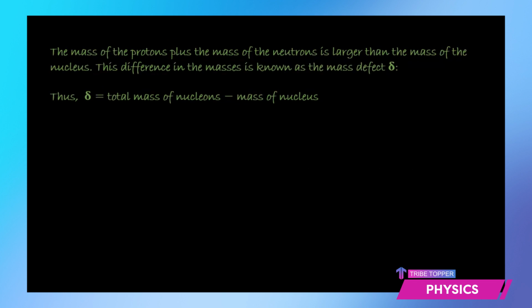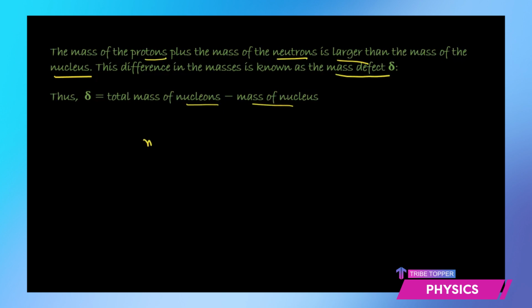So let's see what that difference in the mass is called. A new term is introduced here: the mass of the protons plus the mass of neutrons is larger than the mass of the nucleus they form. That difference in the masses is known as mass defect. Delta is generally used to denote the mass defect. So delta is equal to the total mass of nucleons minus the mass of the nucleus.